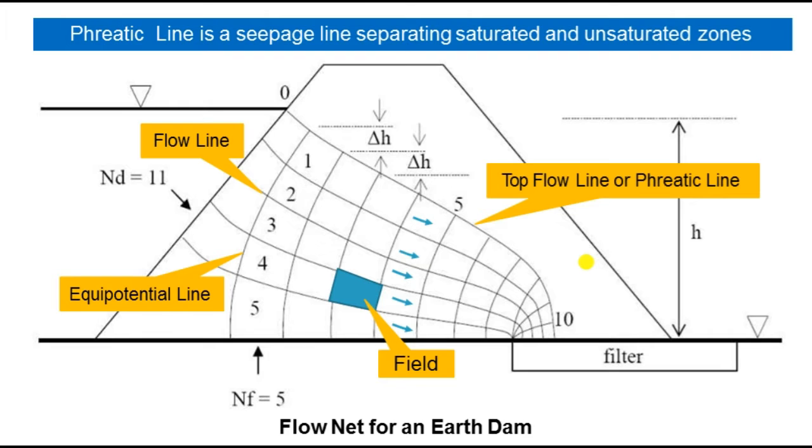Now see, the phreatic line is a seepage line separating the saturated and unsaturated zones, and that is called the phreatic line. That is, the top flow line is called the phreatic line. That is the earthen dam. When we are using a gravity dam, the flow lines are created in the downward direction.